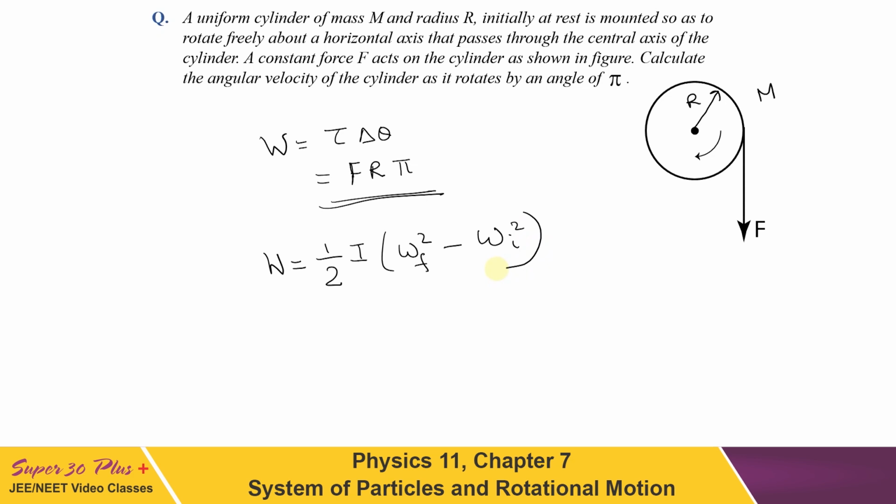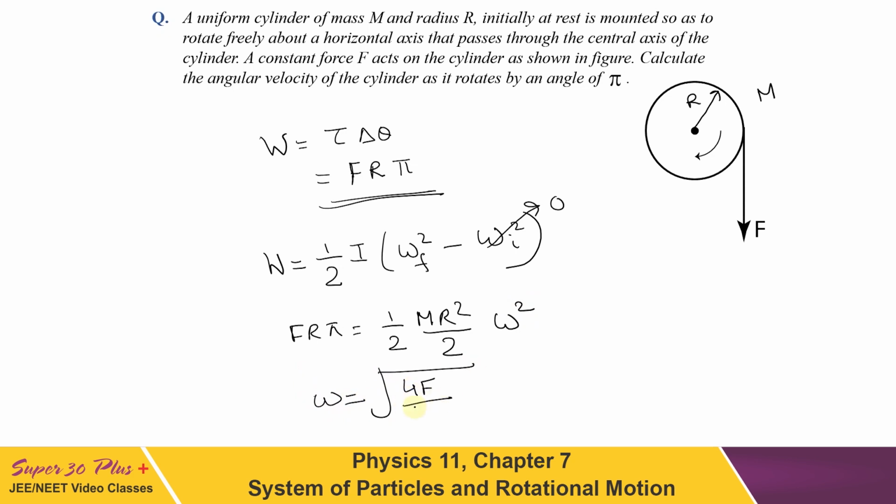But since the cylinder was at rest, omega initial has to be 0, and directly we can write F r pi to be equal to 1 by 2 I. We can substitute the value for the cylinder, that has to be equal to m r square by 2. So it will be m r square by 2 omega square, where omega is the final angular velocity. From here we got omega equal to root under 4 F pi upon m r. This is the angular velocity of the cylinder as it rotates by an angle theta.